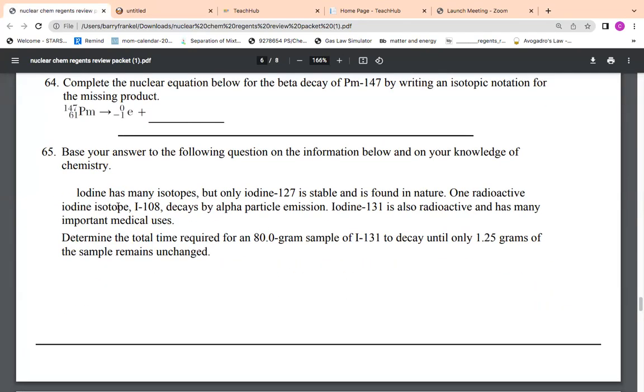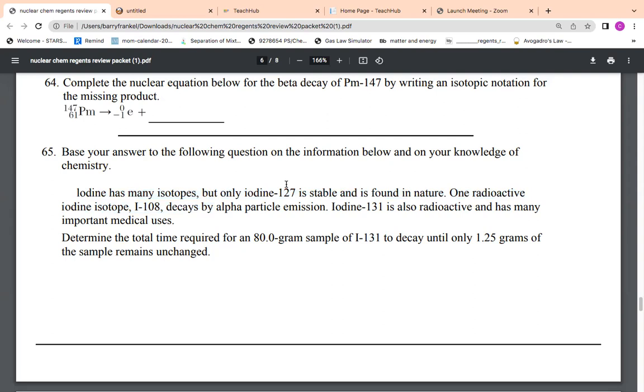So iodine has many isotopes, but only iodine-127 is stable and is found in nature. One radioactive isotope, iodine-108, decays by alpha particle emission. Iodine-131 is also radioactive and has many important medical uses. Then you can see that they're asking us about iodine-131, so that means that most of this is not needed.